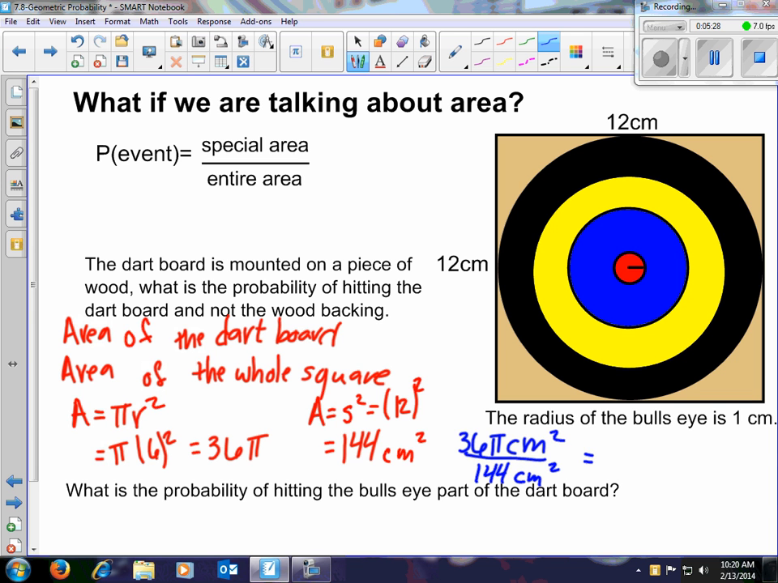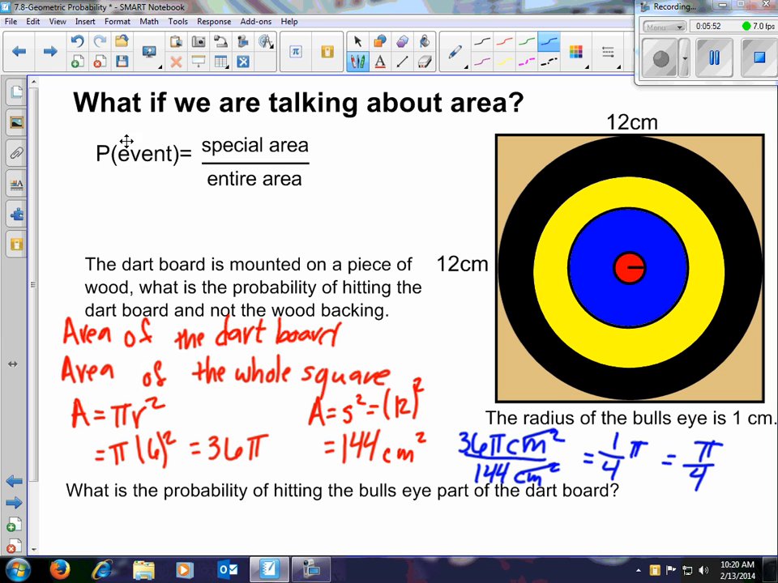Now, if I reduce 36 pi and 144, 36 divided by 144 is just 1 over 4, and I still have pi, and my centimeters squared are going to cancel. So my probability is going to be pi over 4 of hitting the dartboard and not the wooden backing.